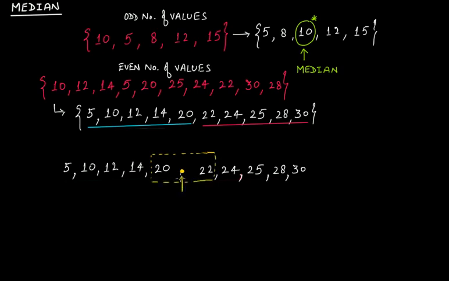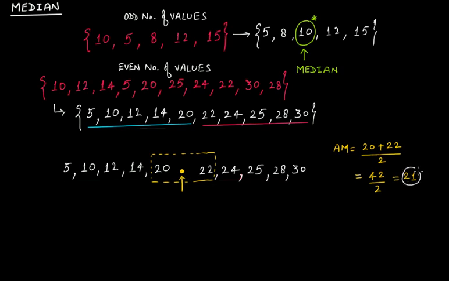This will be the median value. And what will be the calculation for that? What you have to do is just simply take the arithmetic mean of 20 and 22. Take the arithmetic mean of these two values. So if you take the arithmetic mean of 20 and 22, then this will be 20 plus 22 divided by 2, and this will be 42 divided by 2. This will be 21, right? So 21 will be here. In this case, your median value is what?